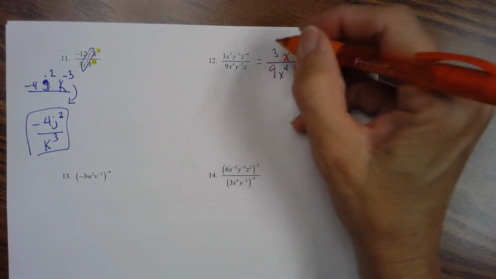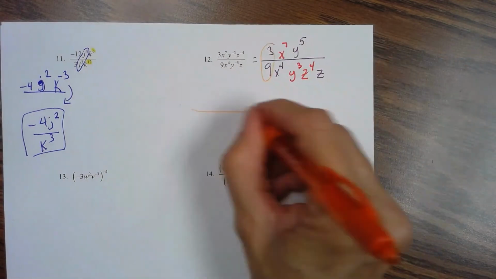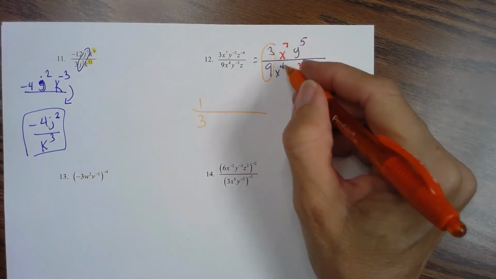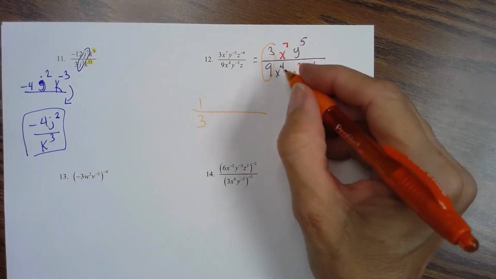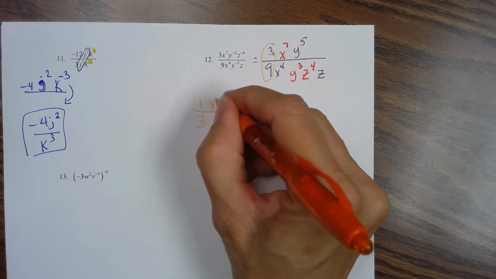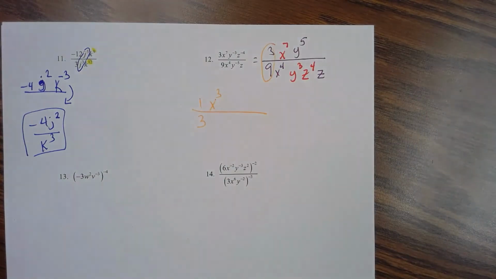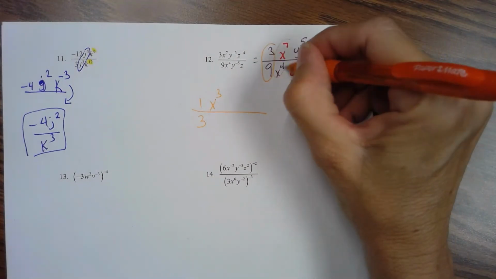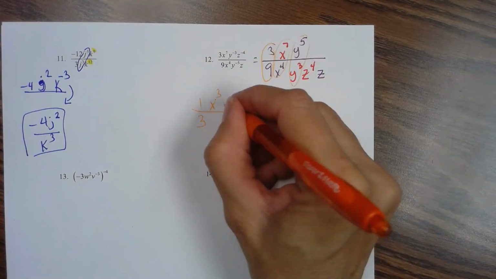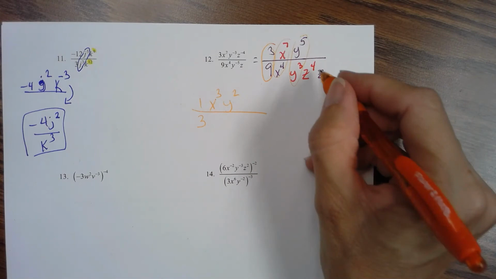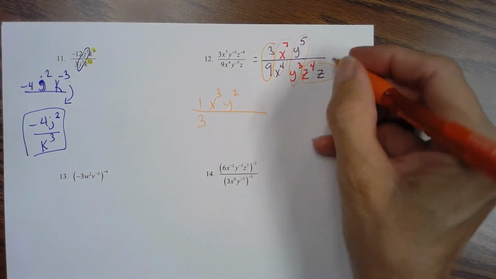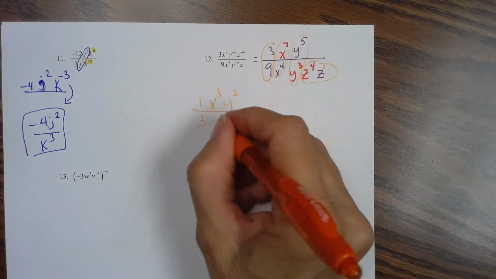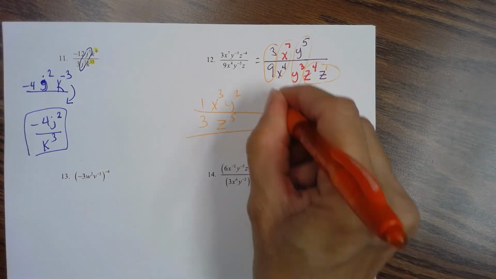And now I'll start reducing. 3 over 9 is 1/3. And we have x to the 7th on top over x to the 4th. When we're dividing, we subtract exponents. So 7 minus 4 is 3. When we're dividing, we subtract exponents. So 5 minus 3 is 2. Now here I'm multiplying. So z to the 4th times z to the 1st would be z to the 5th.